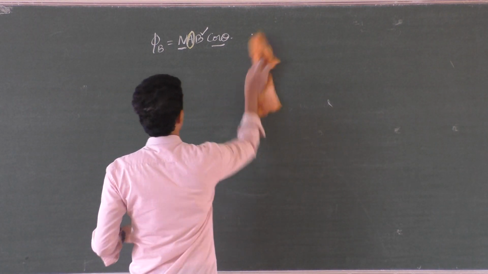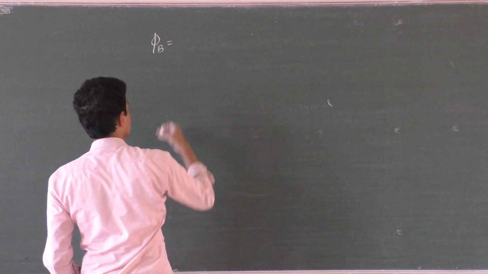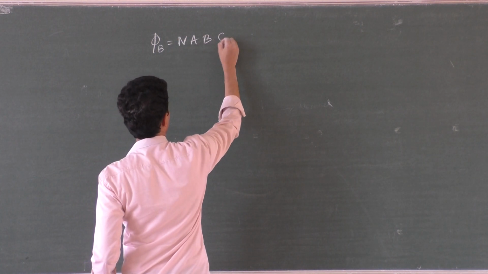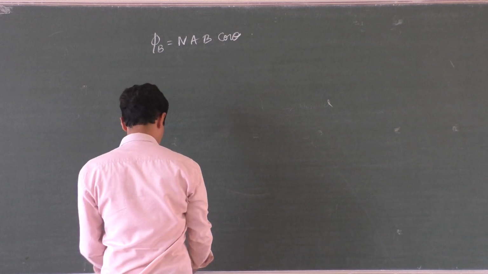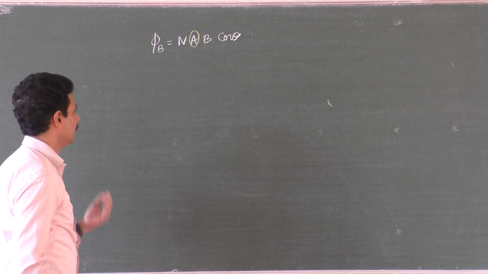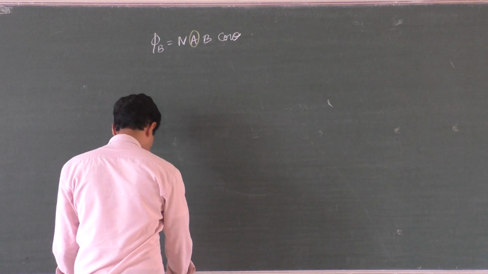So change in the flux can be brought about by changing the number of turns, strength of the magnetic field, area, and orientation. We will concentrate on motional EMF. So what do you have to do for motional EMF?